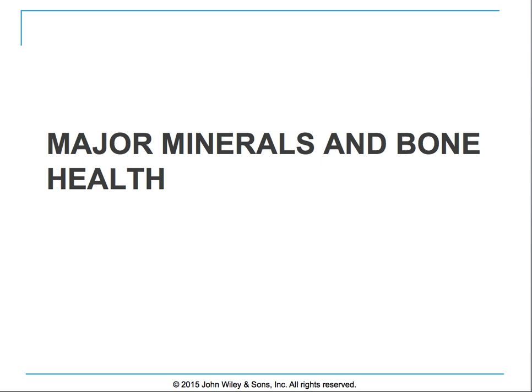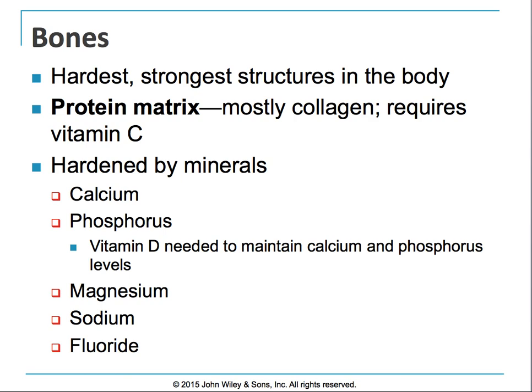Major minerals and bone health. So if you're looking at that chart with all the red boxes from earlier, this is going to be the second column from the left. We're still talking about major minerals, but instead of electrolytes, we're talking about those specifically associated with bone health. Your bones are the hardest, strongest structures in the body. They're made up of a protein matrix, which is mostly collagen and requires vitamin C. You'll remember from our discussion of vitamin C that it can help with the absorption of iron. It can also help with the creation of bone.